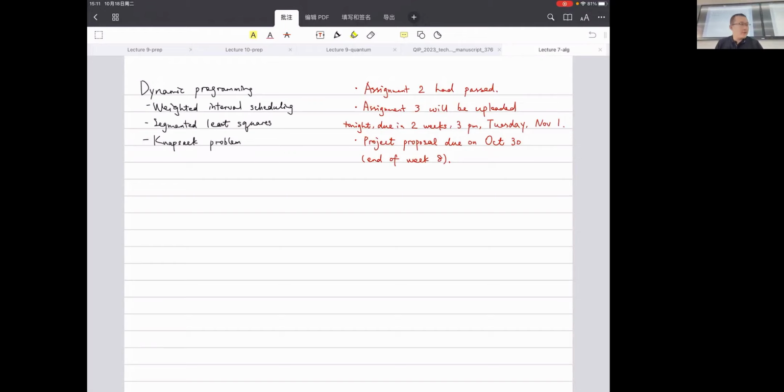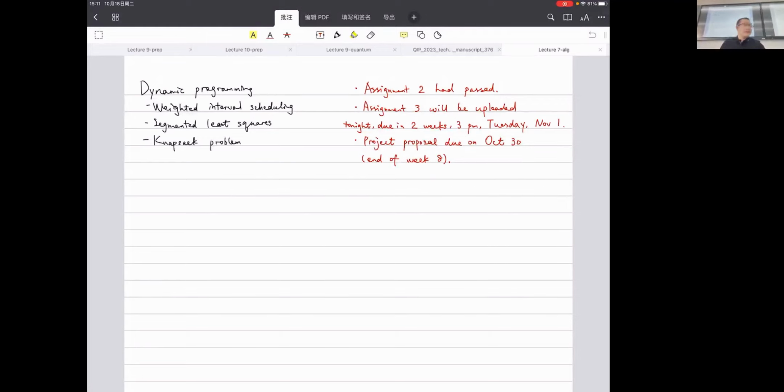The third announcement is that the project proposal is due on October 30th. That is going to be the end of week 8, roughly 10 days from now. So you want to be careful to take note of that deadline. I have sent an email to announce it, and I uploaded a project proposal template on our homepage. Please take a close look at that, and remember to finish the project proposal on time.